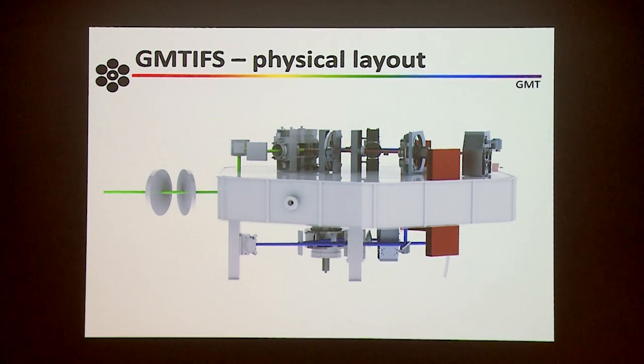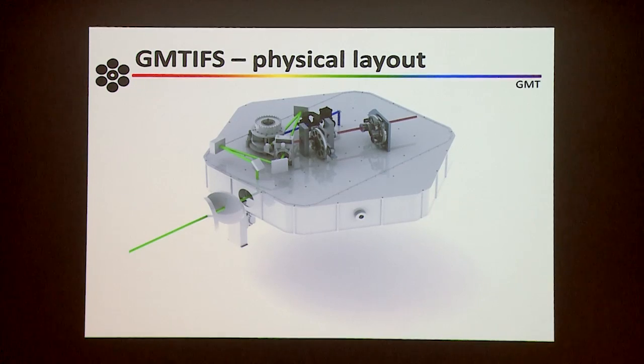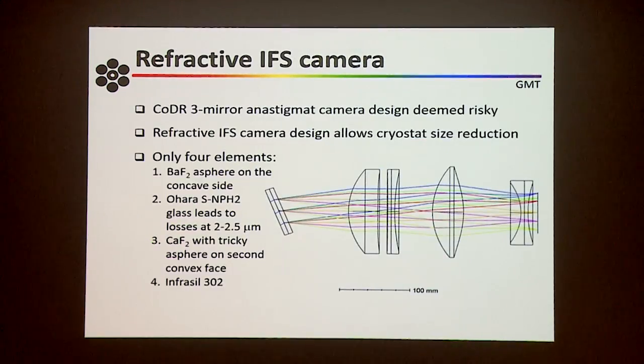And here's the physical layout in a CAD rendering. You can see all the elements I talked about. I'm not going to go through them all again, but you can see the table layout for the system there. It's quite compact now, but with a significant number of folds.